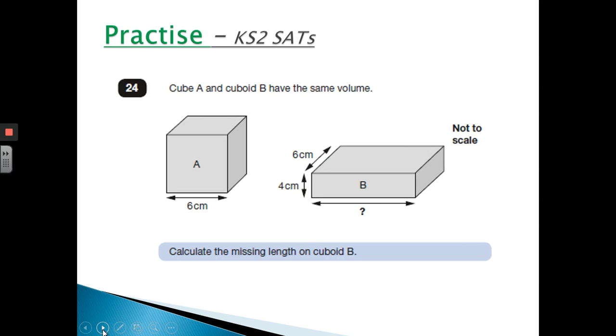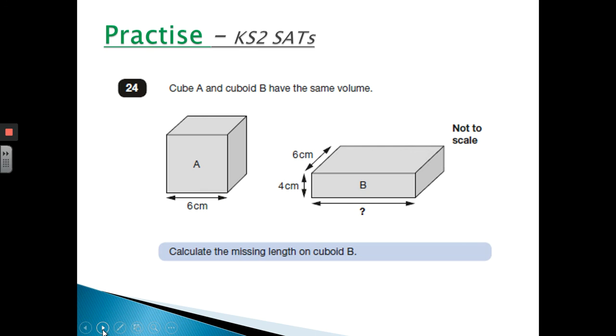Here's another one. So a typical question. Notice it is simply just a cube and a cuboid. It doesn't kind of branch out into other polyhedra. This is probably as tricky as it will go. So it says that cube A and cuboid B have the same volume. How could you work out the missing length for cuboid B? So clearly we need to think about the properties of cube A and how we could work out the volume from that.